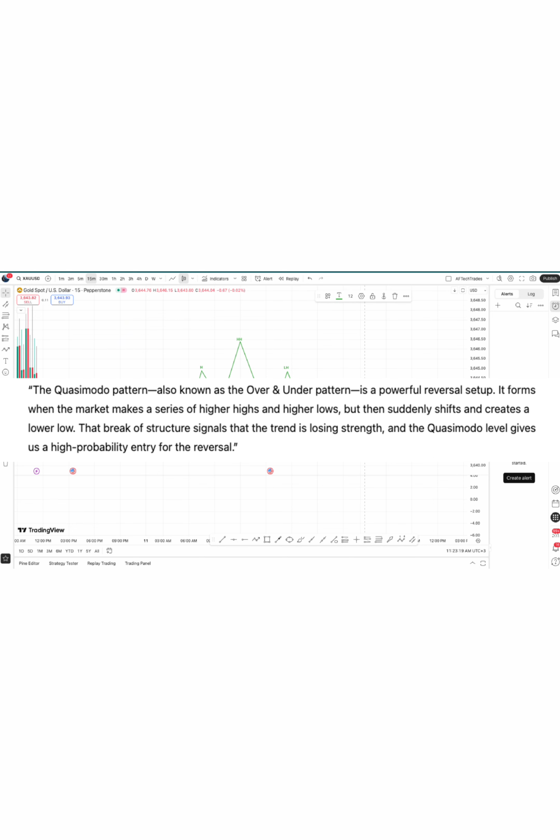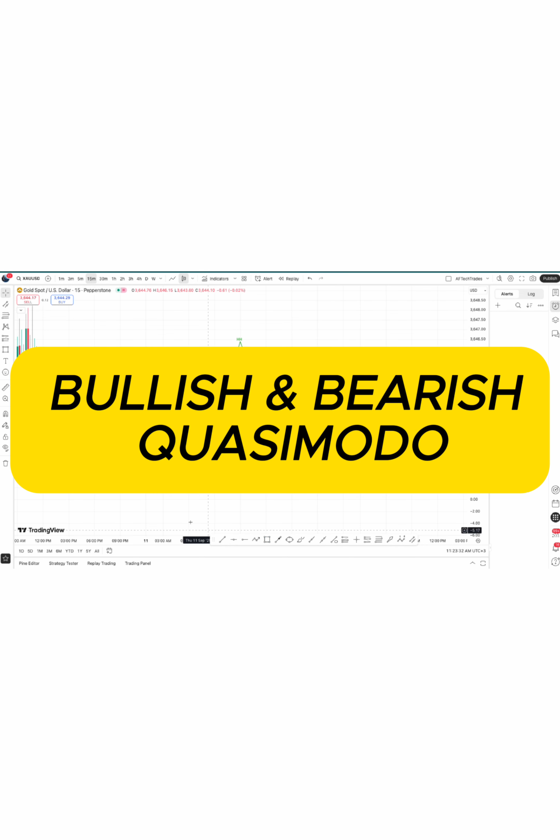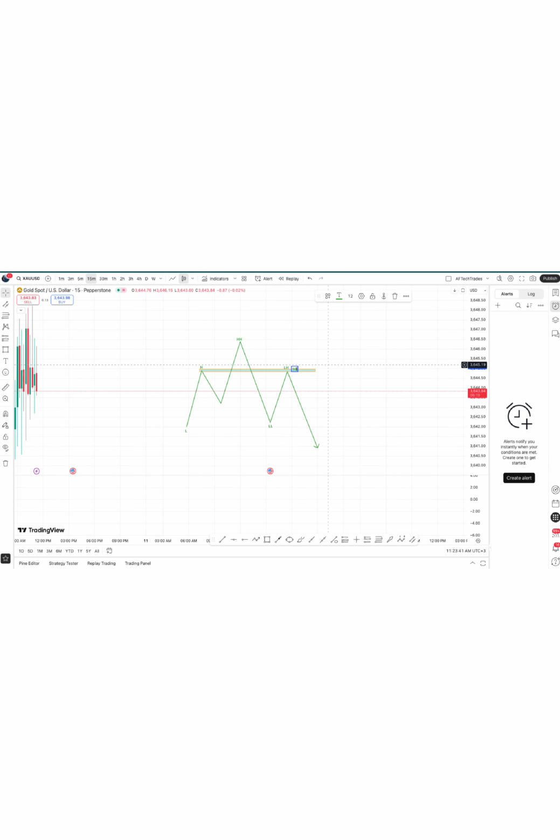Now we need to know how this pattern forms. First of all, we have two types of these Quasimodo patterns. We have the bullish Quasimodo pattern and the bearish Quasimodo pattern. So how does the bullish Quasimodo pattern form?